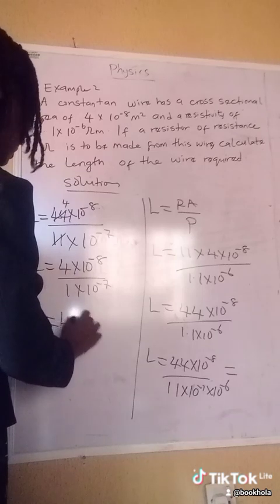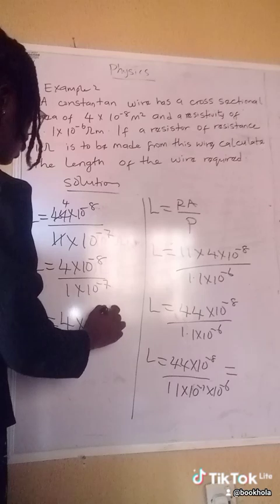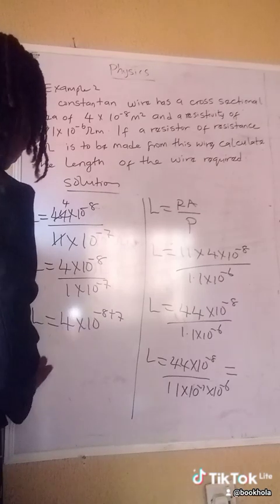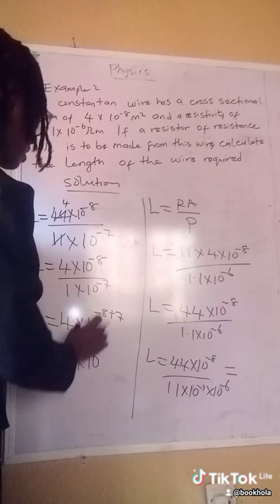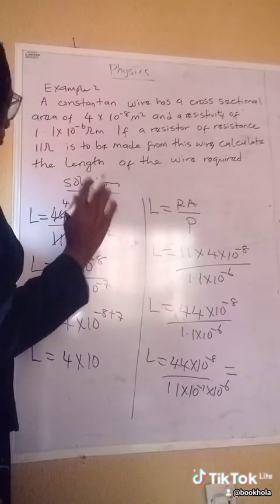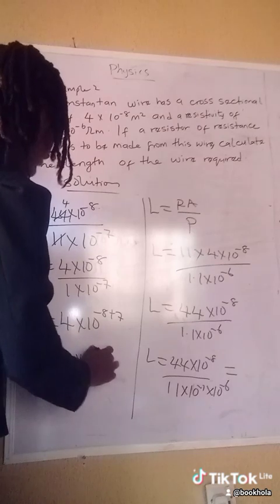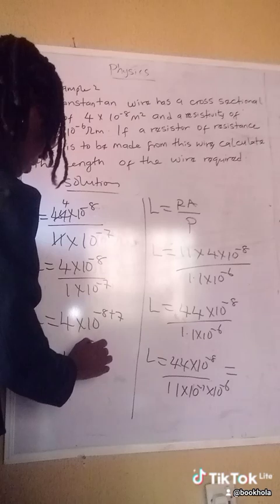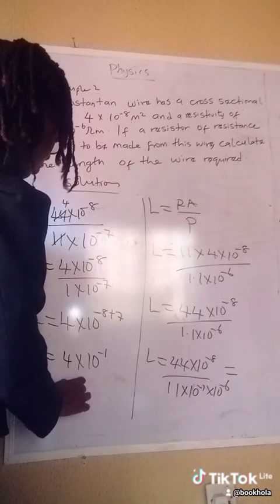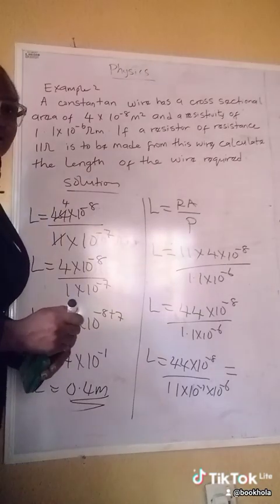So L is equal to this divided by this. We have 4 times 10 raised to the power minus 8. If we bring this up, it will become plus 7. So we have L is equal to 4 times 10 raised to the power minus 8 plus 7. Minus 8 plus 7 will give us minus 1. Okay, and L will now be equal to 4 times 10 raised to power minus 1, which is the same thing as 0.4 meters. And this is the final answer.